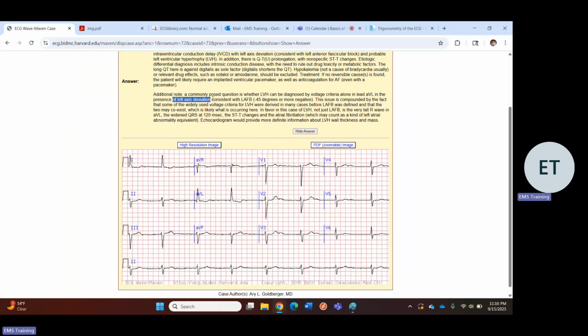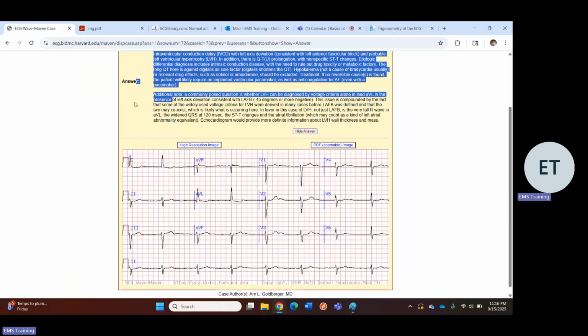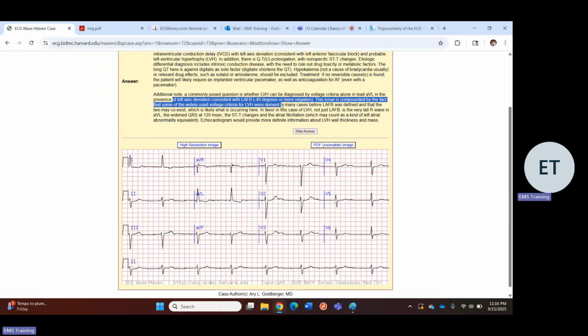In the presence of left axis deviation consistent with a left anterior fascicular block. I don't know. This is a little bit above my pay grade, to be honest with you. The issue is compounded by the fact that some of the widely used voltage criteria for LVH were derived in many cases before left anterior fascicular blocks were defined. And the two may coexist, which is likely what is occurring here.